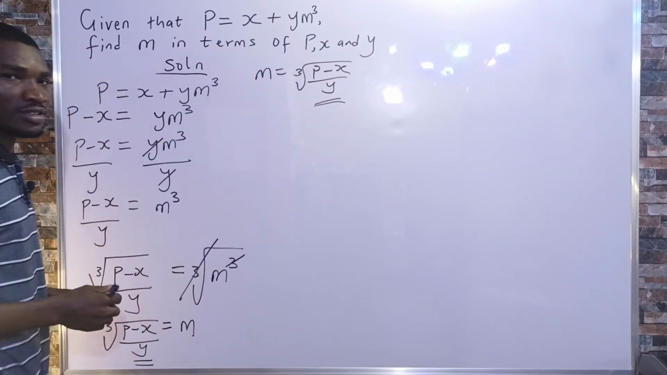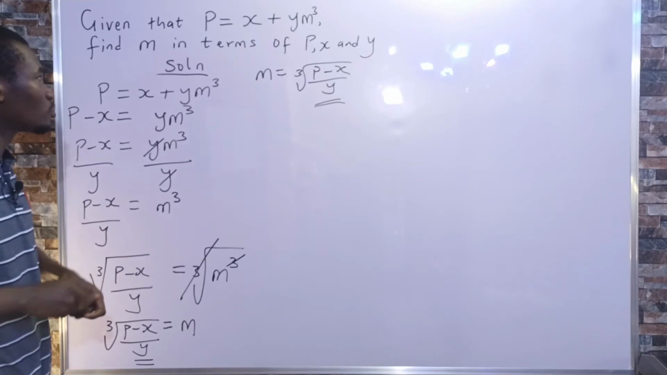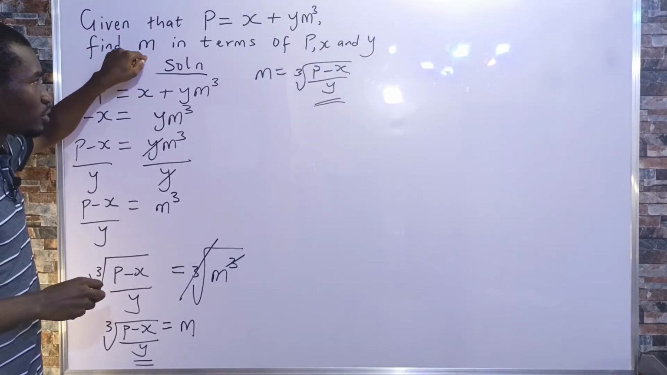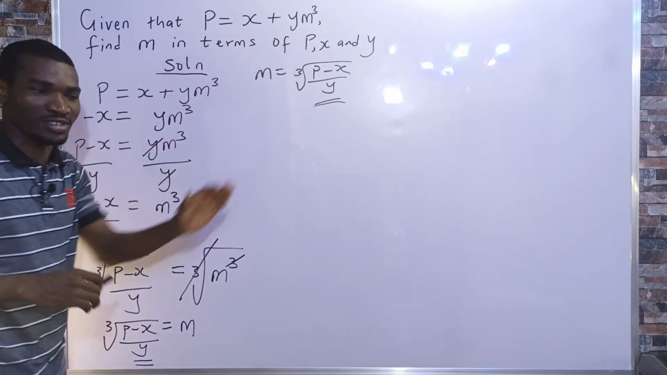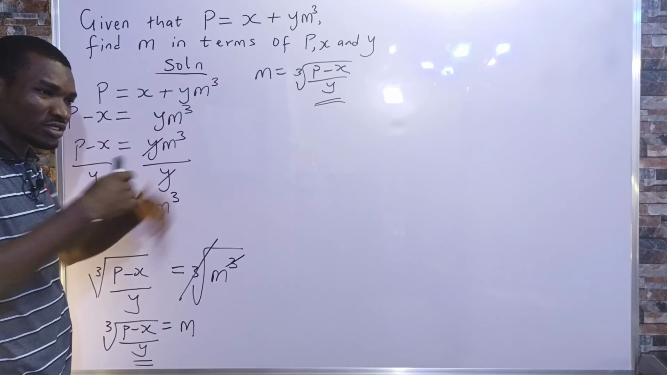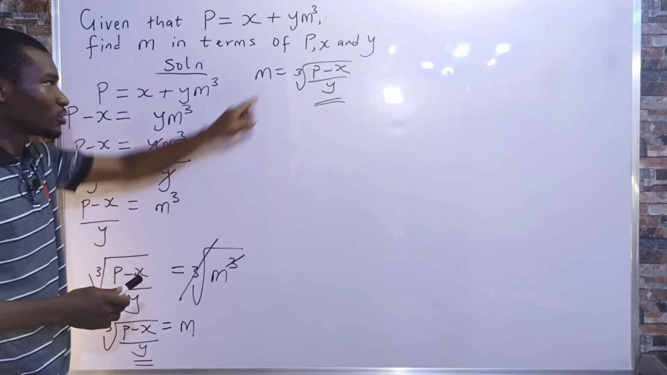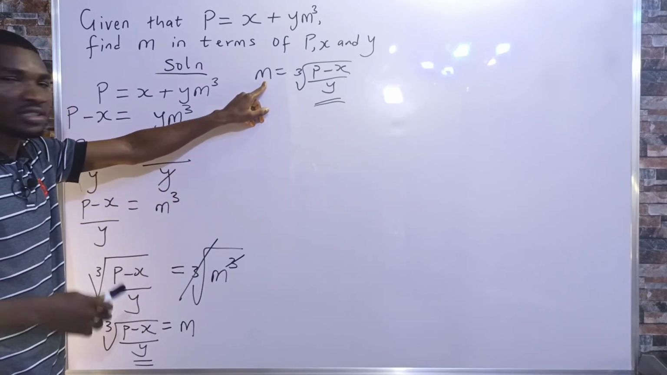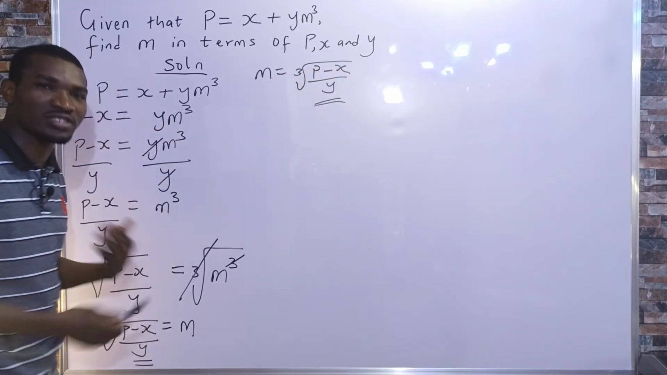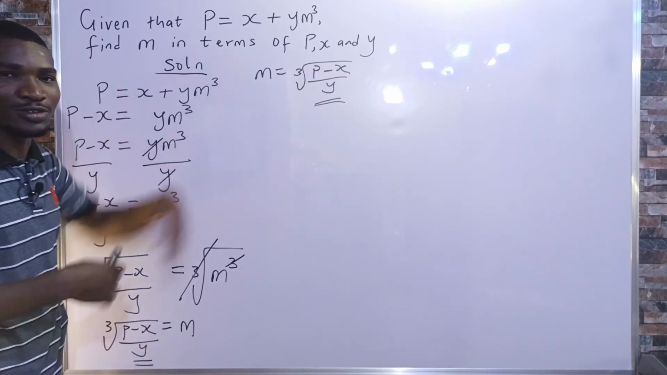Here is our answer. Take note that whenever you are asked to make a given quantity, assuming m, to be in terms of the other quantities, it means to make that quantity to stand out on its own, and automatically m is standing out on its own, and other quantities are as well standing out on their own.